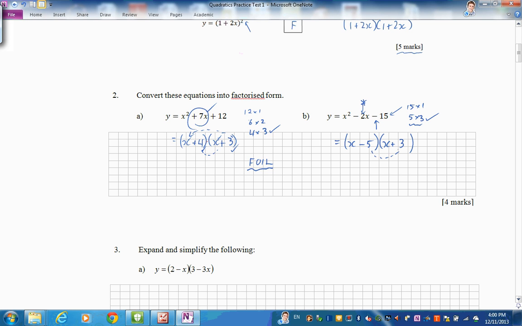Negative 5 by positive 3 is negative 15, which checks. x by x, x squared checks. And what's these here now? Negative 5x plus 3x comes to negative 2x, so it checks. That one checks as well. Okay, let's mark it now. There are 4 marks. Basically, there's a mark for each bracket there and a mark for each bracket there. Okay, how are you going? Getting a few marks? Let's go down.